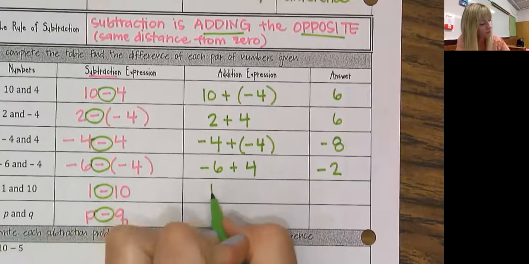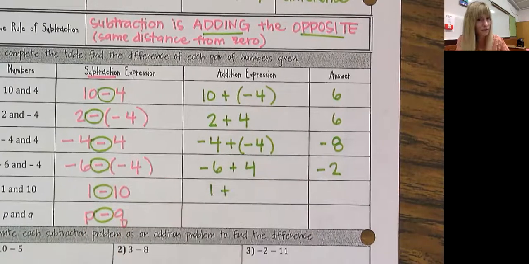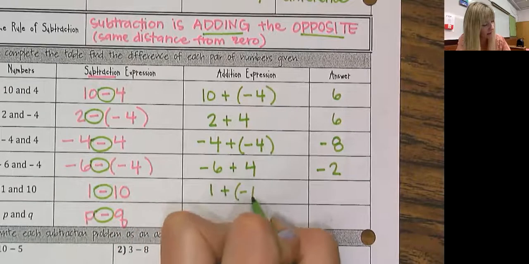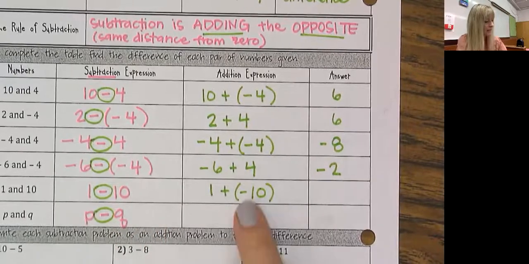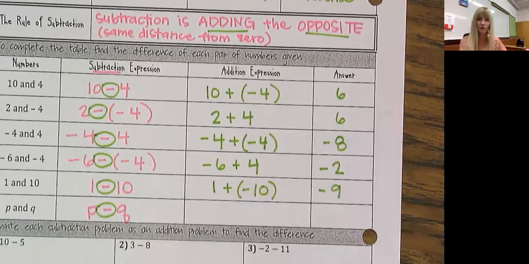Okay, let's finish these up. So copy the first number, never change it. Change the action to addition. Add the opposite. The opposite of 10 is -10. Now I can say different signs subtract. Take the sign of the one that goes farther.